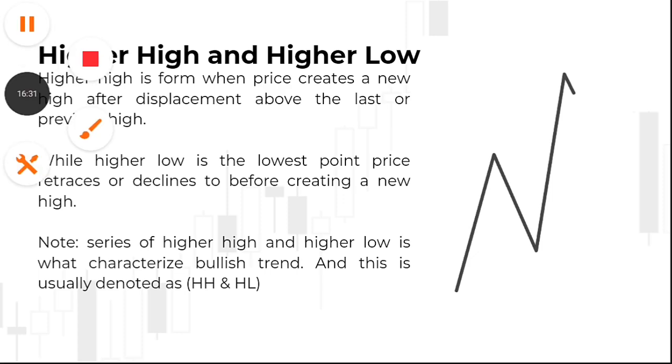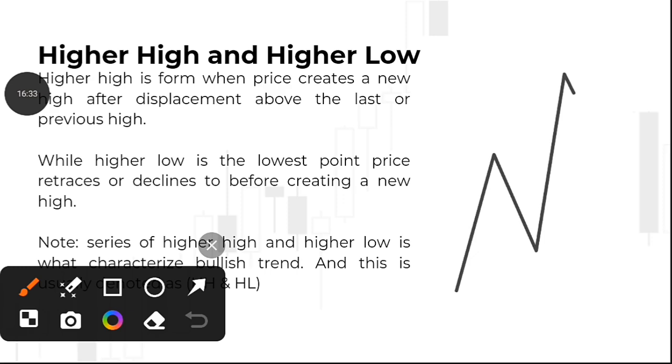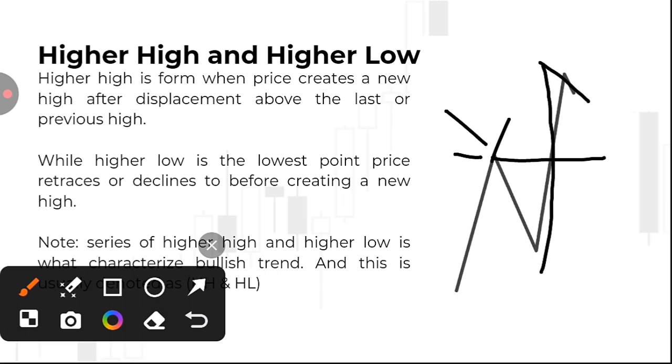Okay, so right here, where is the highest point that price gets to? Or let's say the last high. You can simply agree with me that this guy right here is the last high. So the moment price trades above this high to create a new high, that is when we have a higher high.